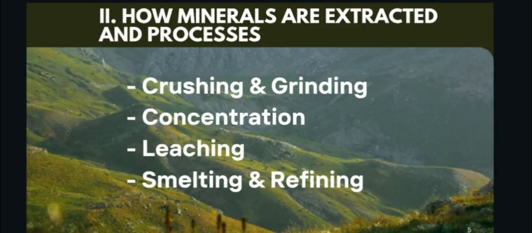Now, let's move on to how minerals are processed. Once the ore is extracted, it undergoes processing to separate the valuable minerals from impurities. And these are the key steps. The first one is crushing and grinding. The ore is broken down into smaller particles to increase surface area for subsequent processing.